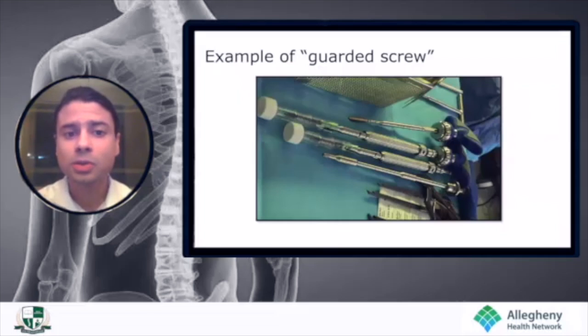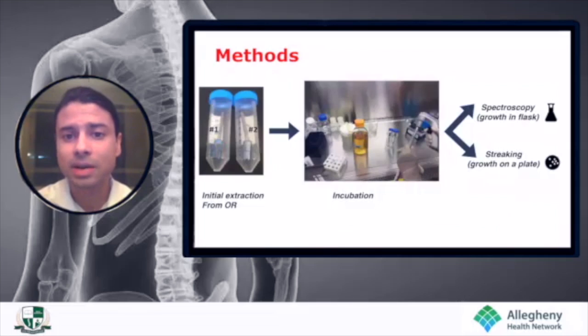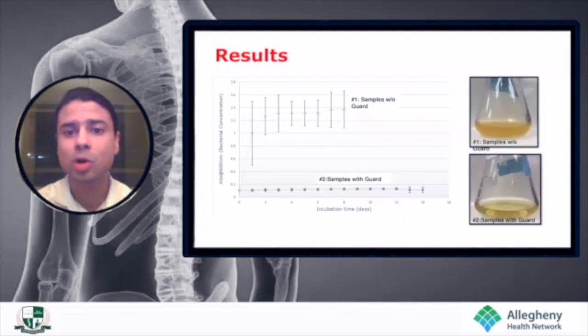Then the two groups of screws, after the exposure in the sterile field, were sent for bacterial culture and analysis through spectroscopy and streaking. In spectroscopy, all the unguarded screws resulted in increased opacity of the growth medium, that is the liquid in the flask, showing positive growth of bacteria. In contrast, all the screws with guards showed transparency in the growing medium and remained sterile for the complete period of the experiment, which was 14 days.